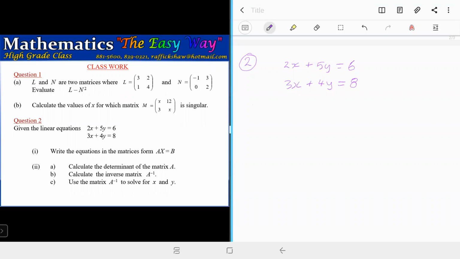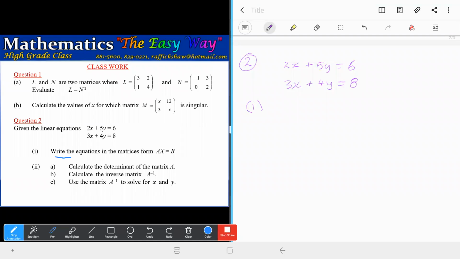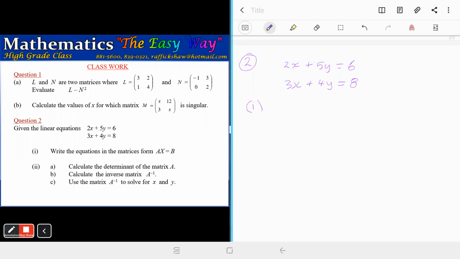Part one in the question wants us to write it in a matrix form. Ax equals b. Right? So in other words, sometimes I write this and sometimes I don't write it. They just write it in a matrix form. It's the same thing. Right? It doesn't matter. So write it in a matrix form.